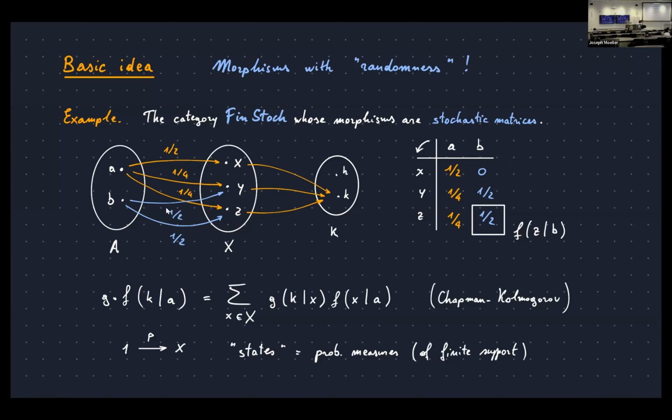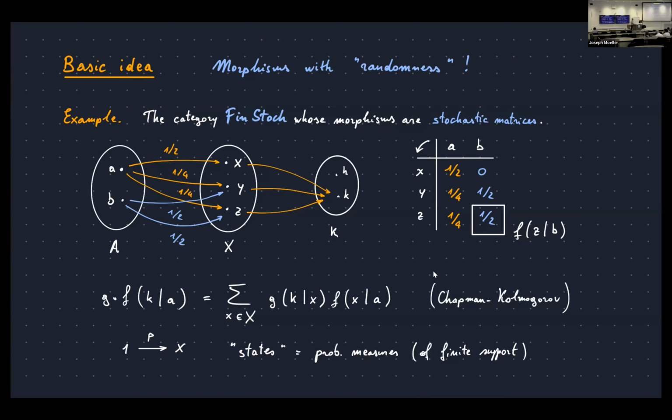So a morphism can equivalently be seen as a parameterized family of states, a parameterized family of probability measures. And these two interpretations are both valid, and it's also helpful to pass from one to the other. All right? Okay, so this is the simplest case, the finite case. Let's make this a bit more interesting.